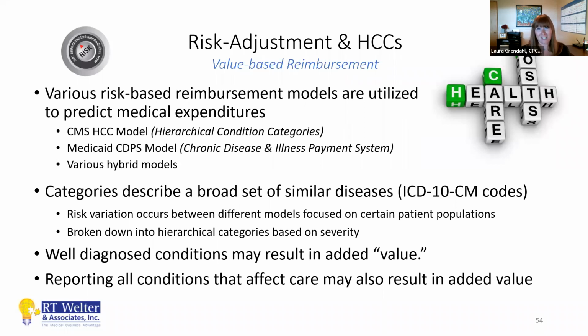Risk adjustment and HCCs. Again, this is kind of the reimbursement of the future. These are things that we're going to start seeing more frequently through our various payment models. And we're basically looking at these ICD-10 codes, and at patient presentation here. This is not a new thing. Since about 2003, the OIG has been working towards accuracy of diagnosis coding and the payments and how it affects that reimbursement.